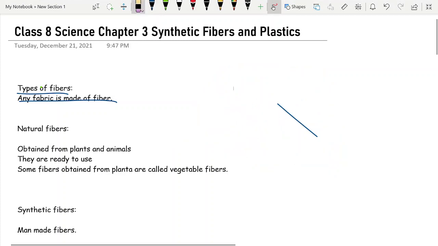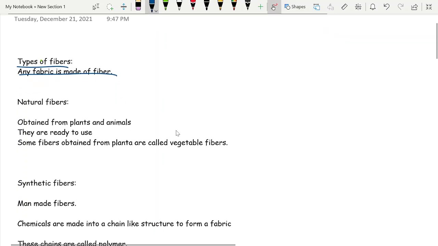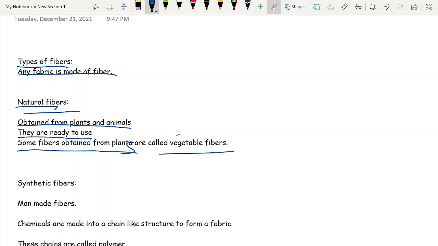We have learned this in class 6, 7, and we're going to learn it in 8 as well, but we want to make sure that we know this. Natural fibers. Now, what are natural fibers? Natural fibers are obtained from plants and animals. They are natural, as the name suggests. They're ready to use, and some fibers obtained from plants are called vegetable fibers.